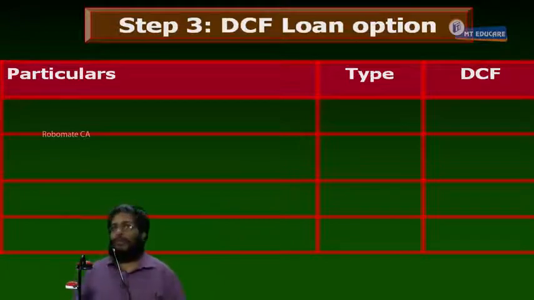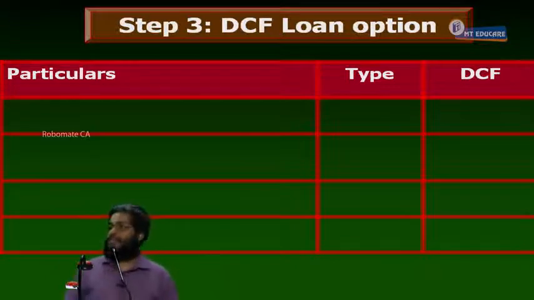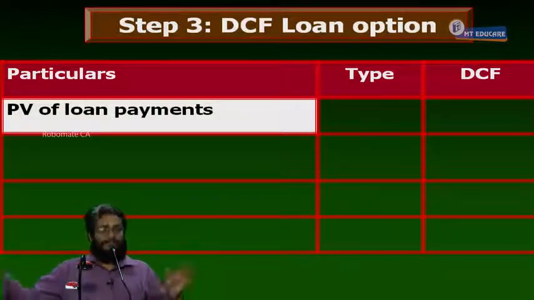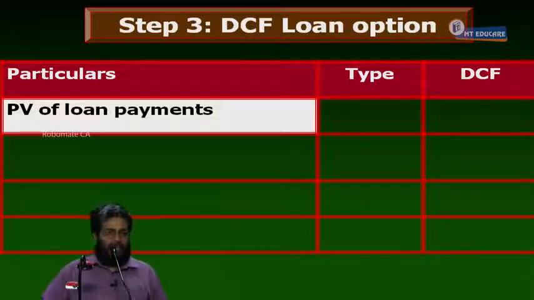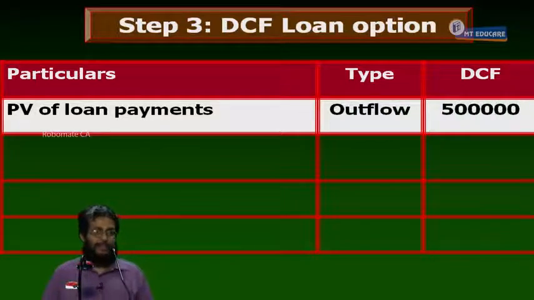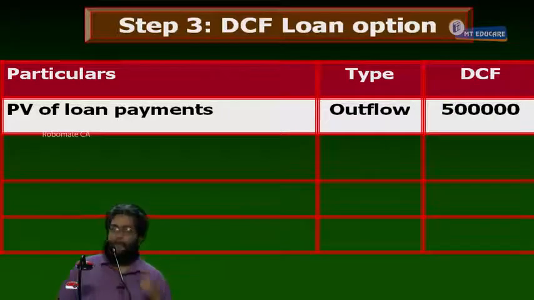Discounted cash flow loan option. Write the particulars and discounted cash flow. Now, tell me what is the first cash flow? Present value of loan payments. What are the loan payments? Principal payment and interest after tax payment. If I write and discount, it is unnecessary work. It will give me the same 5 lakhs. The present value of loan payments, the type is outflow, and the amount is 5 lakhs.